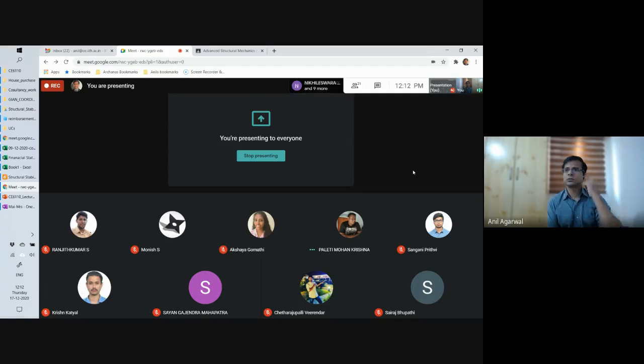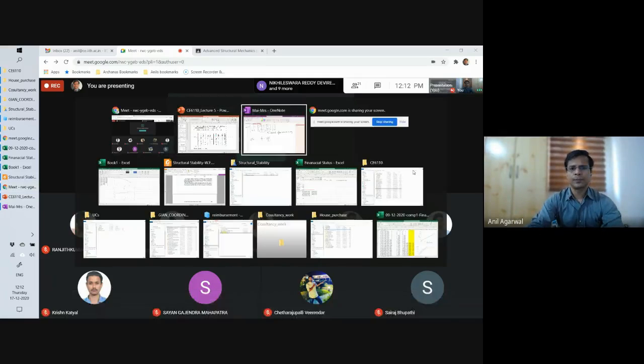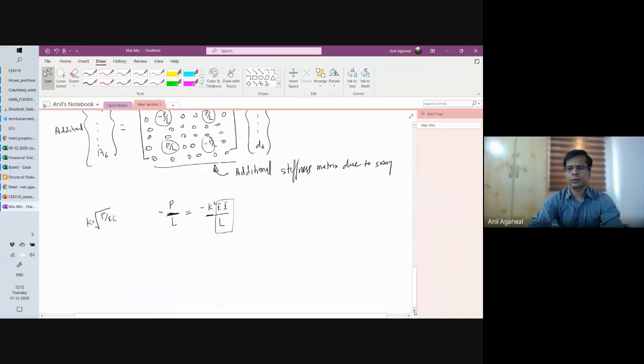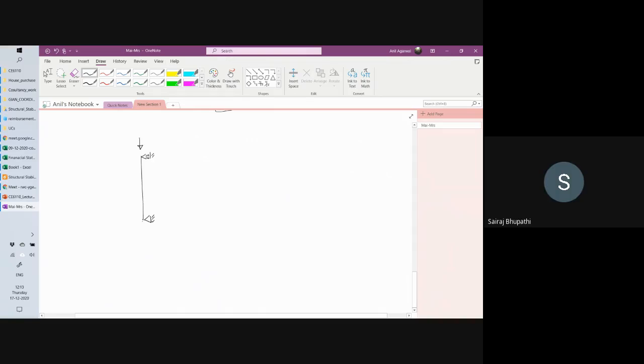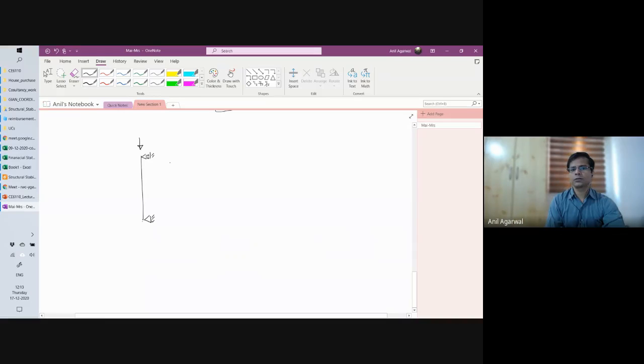So for example, you know when a column will collapse, right? It is just some informal discussion. We have derived the expression for column buckling. You can still see my screen, right? You know when this column would buckle, you know the equation for this column buckling.